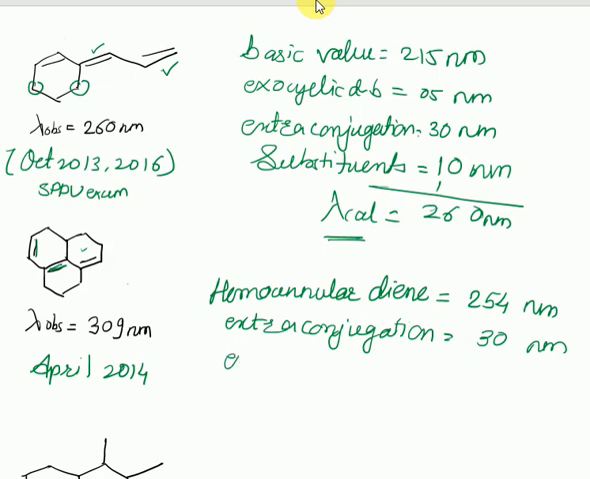Then the exocyclic double bonds. If we consider rings A, B and C, then this double bond is exocyclic to ring C, and this double bond is exocyclic to ring B. So the total number of exocyclic double bonds is 2, and the total contribution by exocyclic double bonds is 10 nanometer.